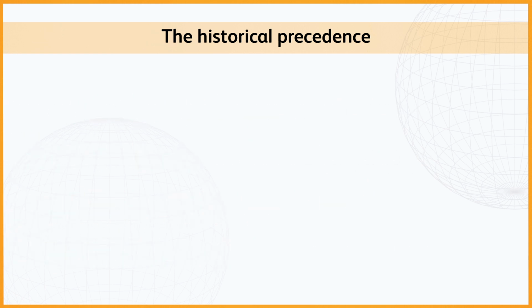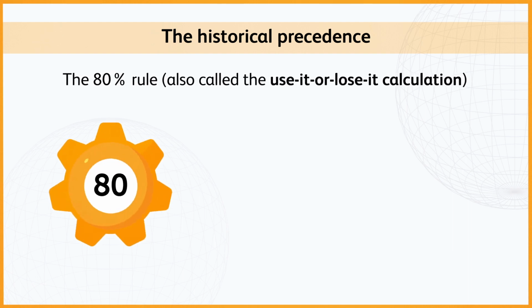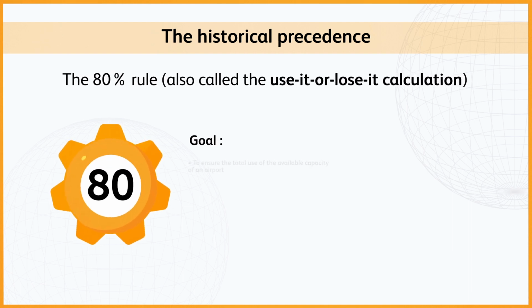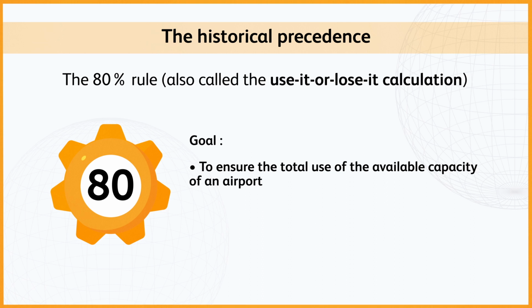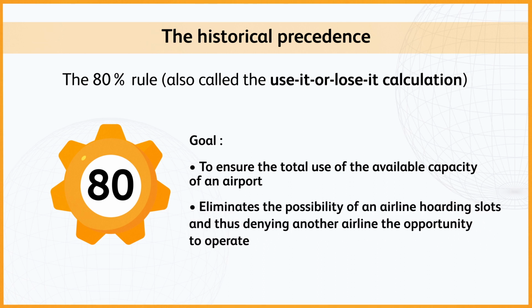The 80% rule, also called the use it or lose it calculation, has been established to ensure the total use of the available capacity of an airport. It also eliminates the possibility of an airline hoarding slots and thus denying another airline the opportunity to operate. This rule is a core element in the management of slots at an airport and is recognized by airlines and regulators as an effective tool to ensure the optimal use of airport capacity.